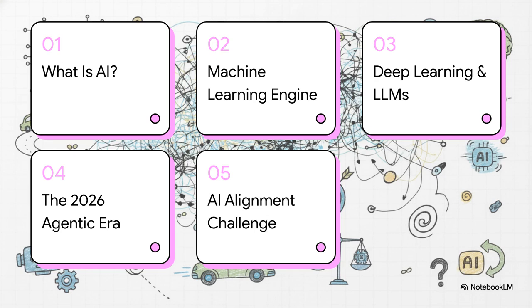1. What is artificial intelligence? 2. The machine learning engine. 3. Deep learning and LLMs. 4. The 2026 agentic era. And 5. The AI alignment challenge.